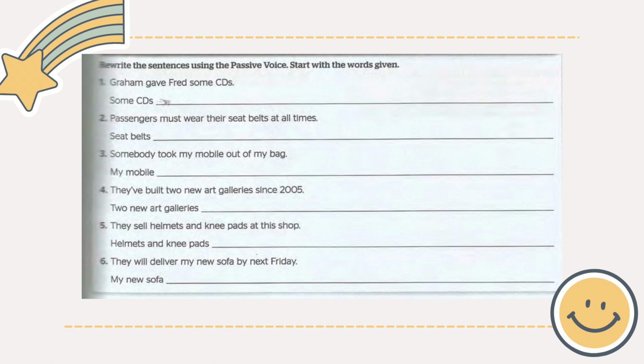Graham is the subject. The verb of the action is give, and the object is some CDs. To change to the passive voice, the object will become the subject, and the subject will become the agent. However, don't forget to change the verb. So, the answer is some CDs were given to Fred by Graham.